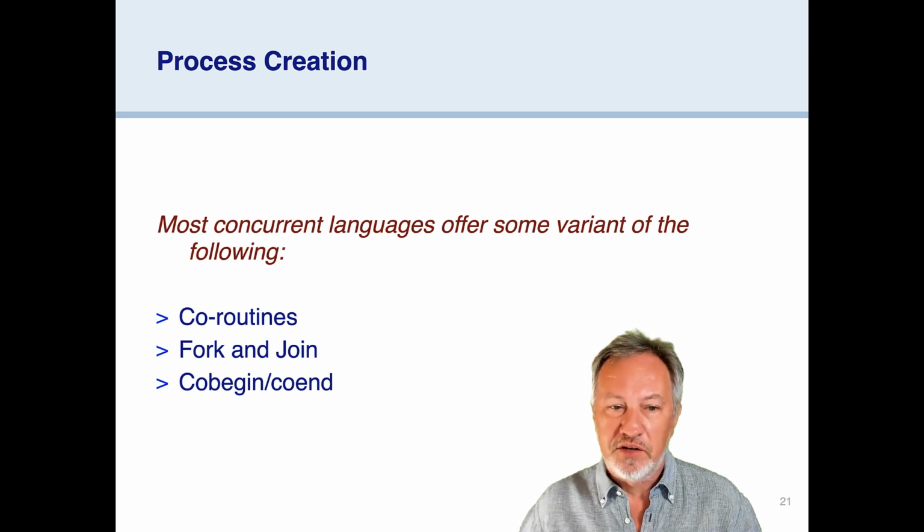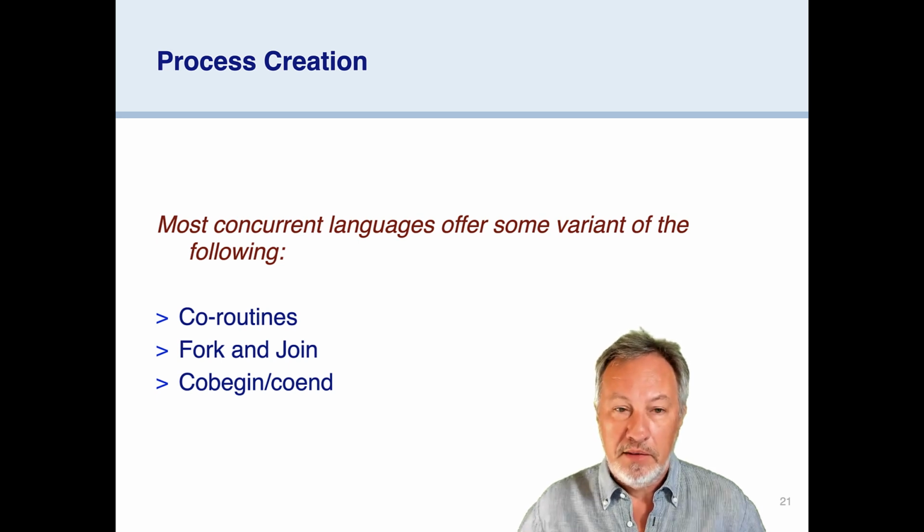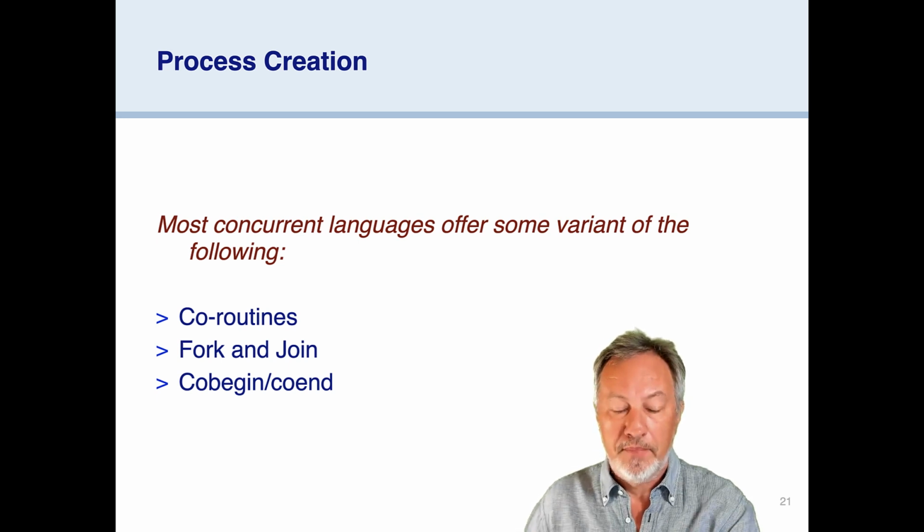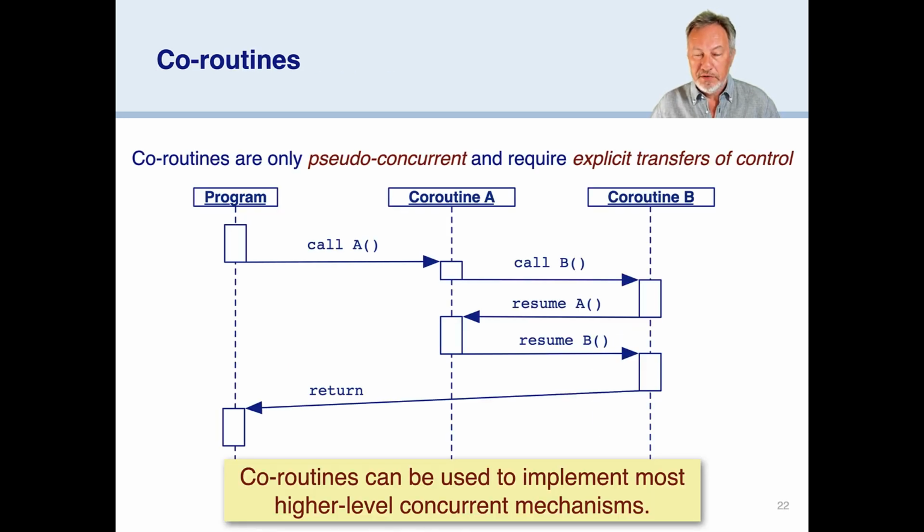First of all, there's process creation. How do you create new processes? Traditionally, there have been three approaches, the second of which is the most common today. These are coroutines, fork and join, and co-begin, co-end. Coroutines are a very important historical technique to express a pseudo-concurrent behavior in a program by having multiple coroutines which explicitly pass control to one another.